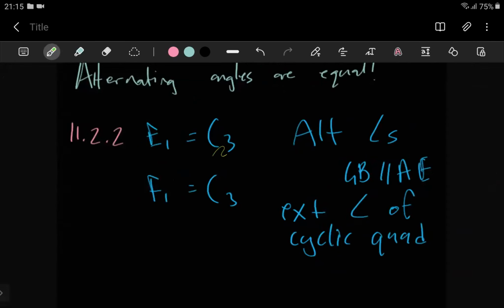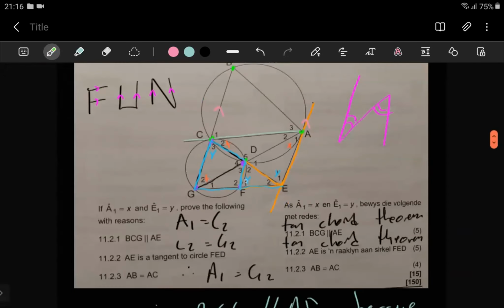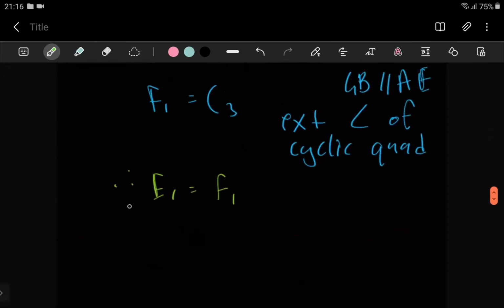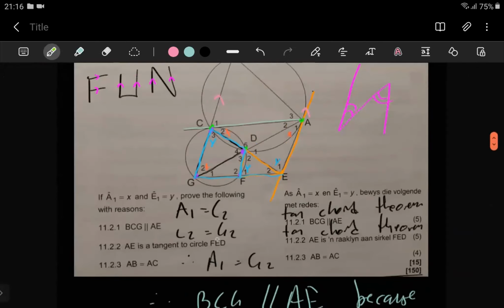So you see, they're both equal to C3, so they're equal to each other. Therefore, E1 is equal to F1. We have stated that they're equal to each other. As long as we've shown that these are equal to each other, then we can say, therefore, AE is a tangent to circle FED.